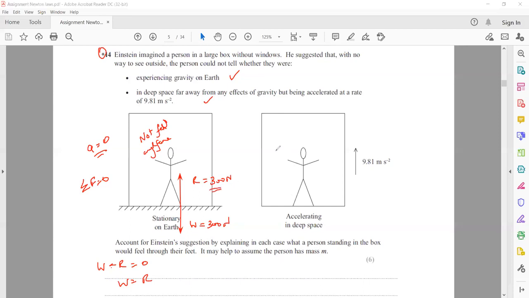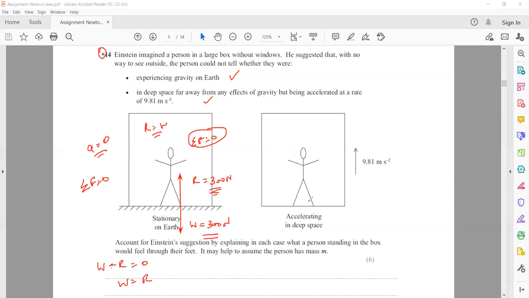Now, there is no resultant force, but there is a force he experiences. The resultant force is zero, but with the weight acting downward, there should be an upward force that matches the downward force. So he will feel a force equal to the reaction force, equal to weight, and he will not experience any resultant force as he is not accelerating, but there will be an upward force.